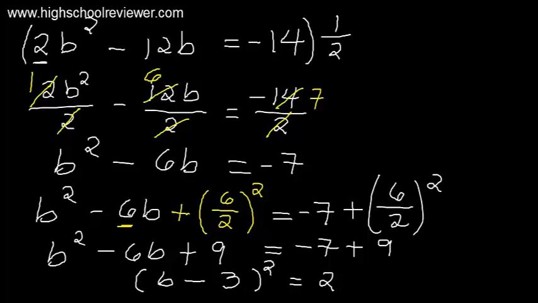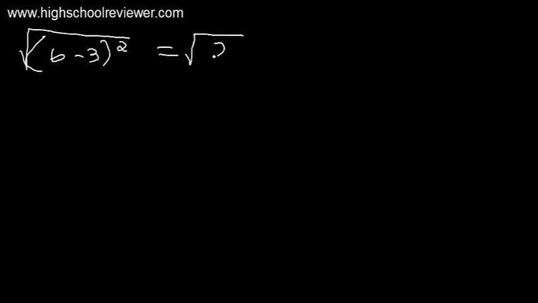To eliminate this exponent, we need to get the square root of both sides. So this will be the square root of b minus 3 raised to the power of 2 equals the square root of 2. The square root of this quantity, b minus 3 raised to the power of 2, will now be b minus 3 equals plus or minus. We cannot simplify this anymore, so this will be plus or minus the square root of 2.